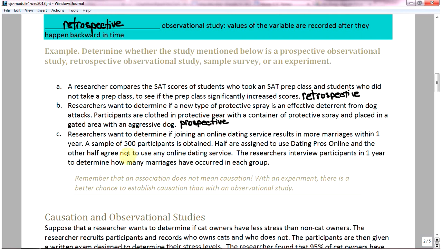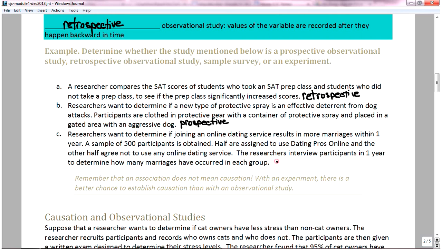Let's look at part C. Researchers want to determine if joining an online dating service results in more marriages within 1 year. A sample of 500 participants is obtained. Half are assigned to use Dating Pros online, and the other half agree not to use any online dating service. The researchers interview participants in 1 year to determine how many marriages have occurred in each group.